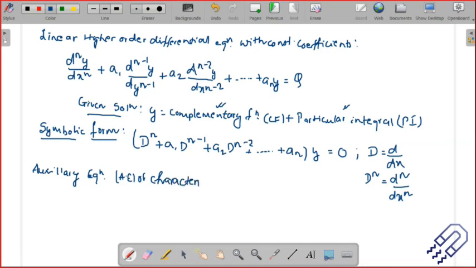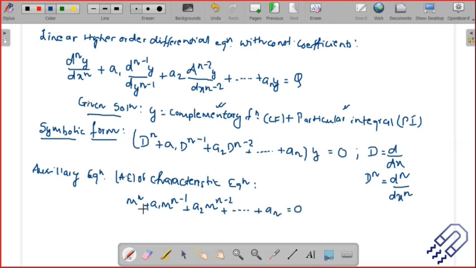These terms are important, you should remember. Characteristic equation. Okay, and how do I write it down? I write it down in simple. In place of D, I will put a value, any variable m, let's say m^n plus a1 m^(n-1) plus a2 m^(n-2) plus an, and then I'll just equate it with 0. That's it. I won't put a y there.